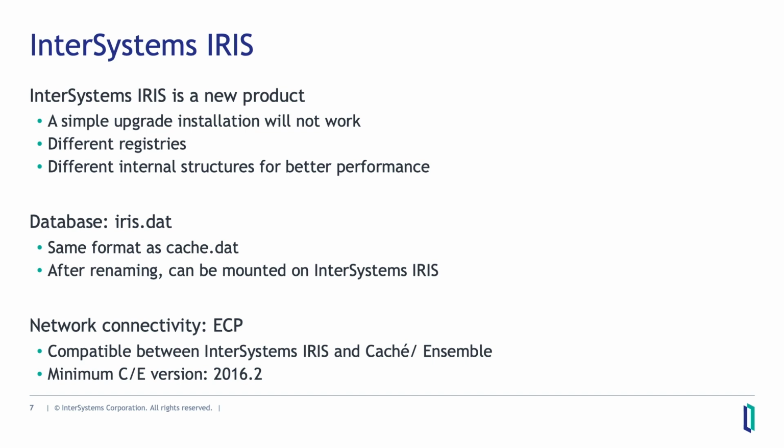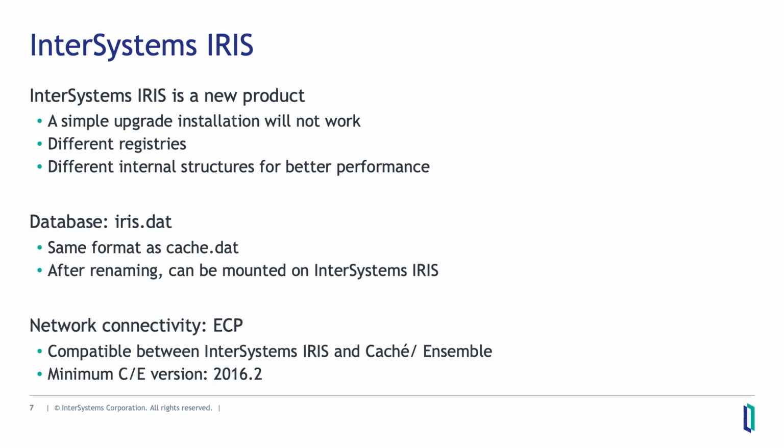As a process in itself, InterSystems IRIS is a new product, so it's not an upgrade installation coming from it, and you cannot just perform an upgrade installation. That would not work. It would create an instance that is totally non-functioning unless you really understand what you're doing, and my hunch is nobody, not even InterSystems, would dare pull this off. It has different registries. Caché has its own registry, which joined with Ensemble, and then there's a registry for InterSystems IRIS. They have different internal structures.